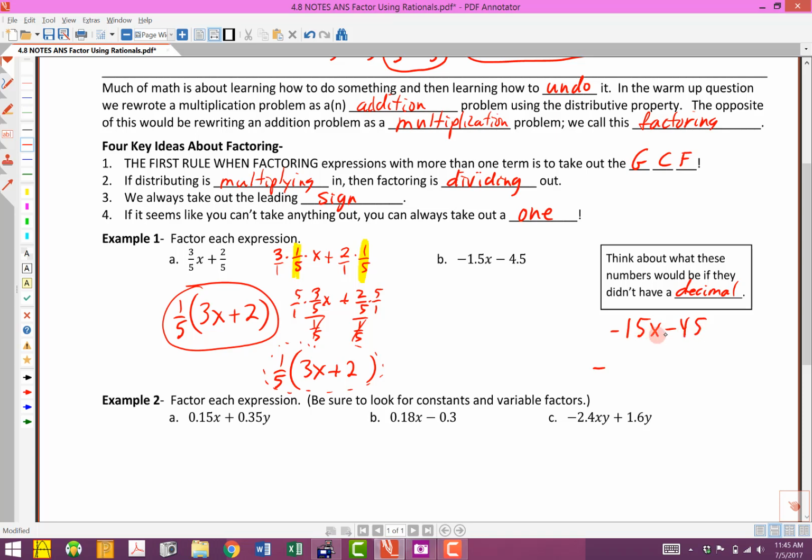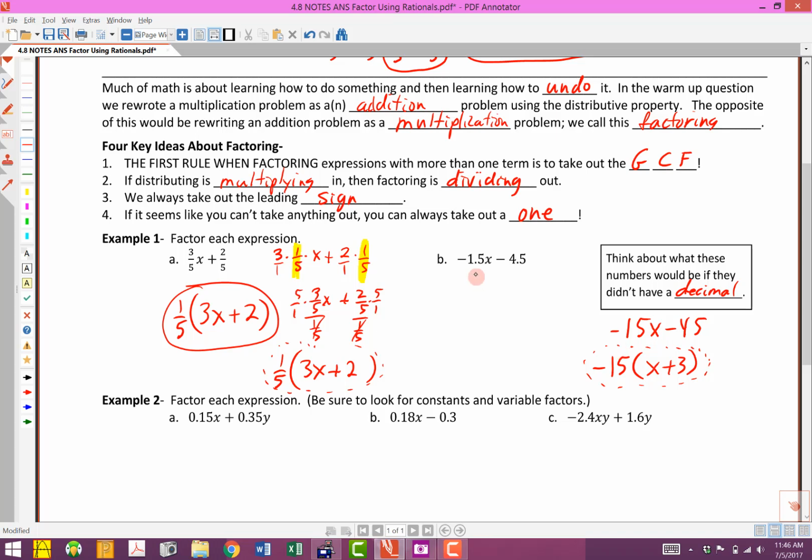Well, if you think in terms of GCF, the biggest thing that can go into both of those is a 15. So I took out the negative and the 15. I'm left with an x. I took out the negative and I divided 45 by 15, so that's going to be a positive 3. So this would be the answer if it didn't have decimals in it.